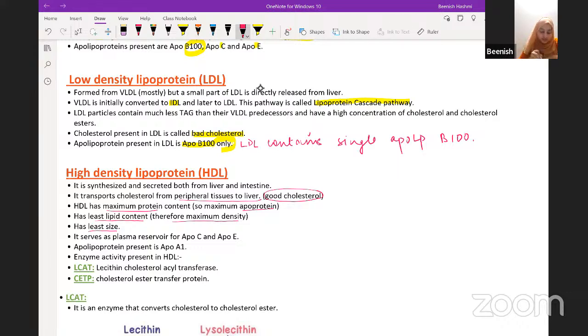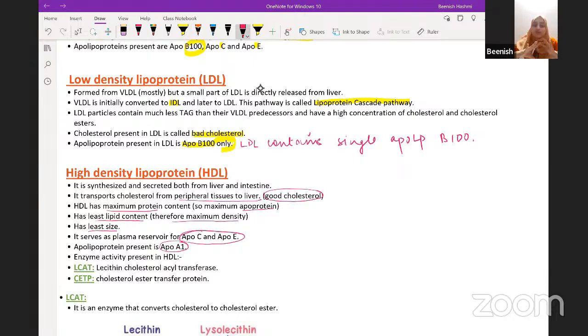It serves as a plasma reservoir for ApoC and ApoE. So you see why it has maximum protein, because it is serving as a reservoir for apoprotein C and apoprotein E. So they have the maximum protein and therefore they have maximum density. And the apolipoprotein present in HDL is ApoA1. Now, HDL also has two enzyme activities, that is LCAT, lecithin cholesterol acyl transferase activity, and CETP, that is cholesterol ester transfer protein. So these are the two enzymatic activities that are present in HDL.